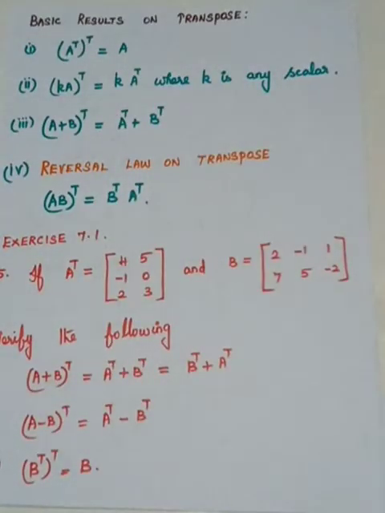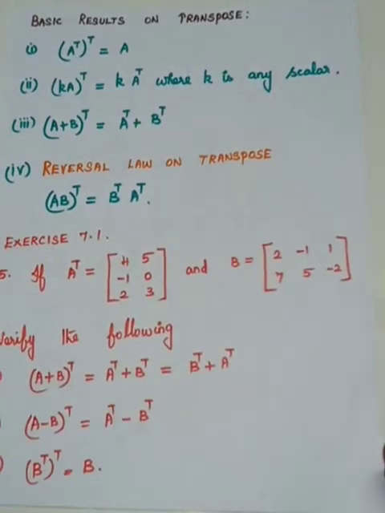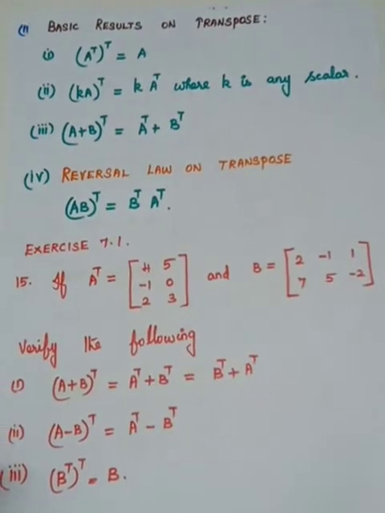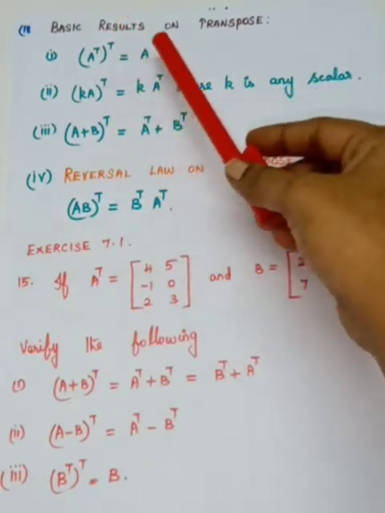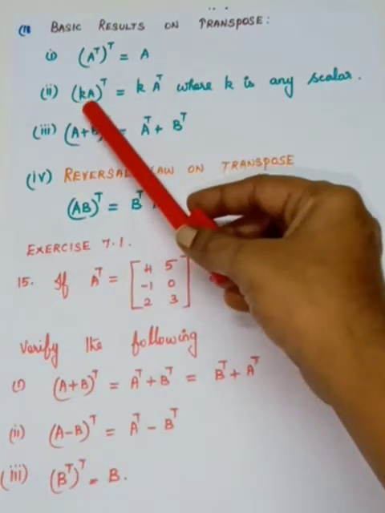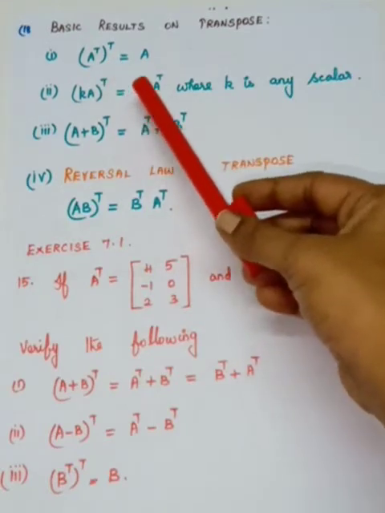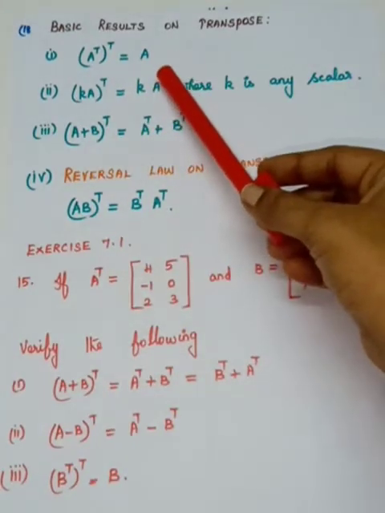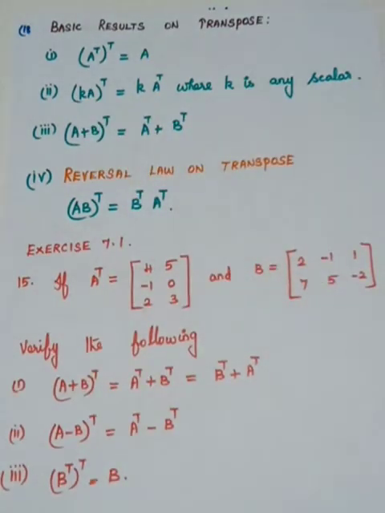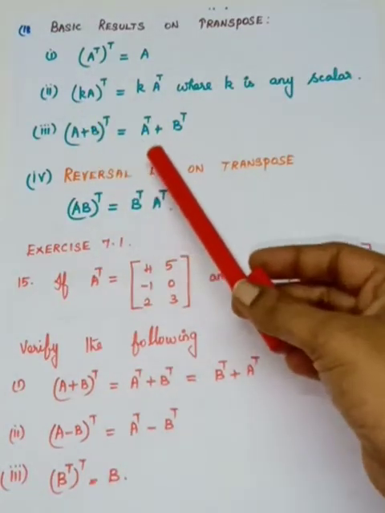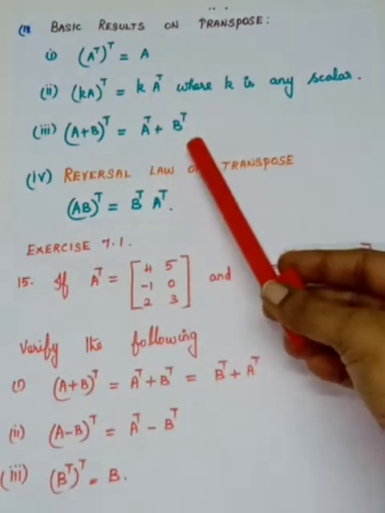So, basic results on transpose. The first result is A transpose the whole transpose is equal to A. And kA the whole transpose can be written as k into A transpose. Here what is k? k is any scalar, that means k is a constant. For example, 3A the whole transpose can be written as 3, the constant 3, into A transpose. So A plus B the whole transpose can be written as A transpose plus B transpose.